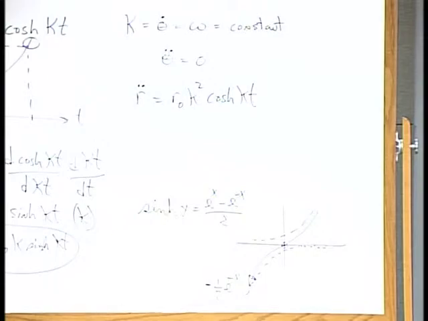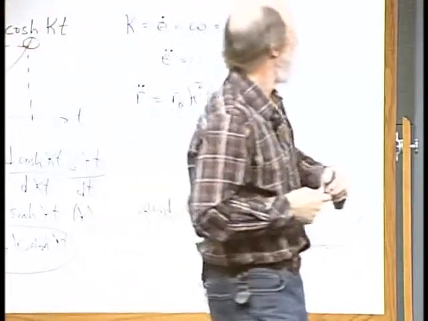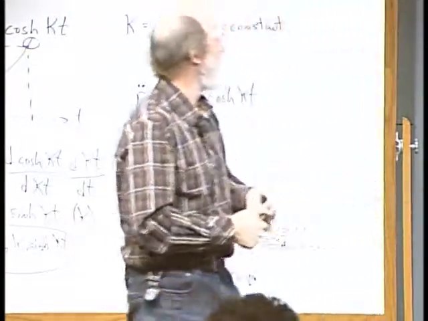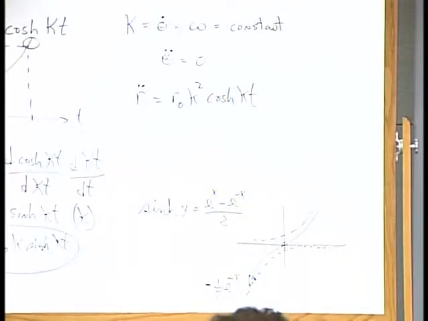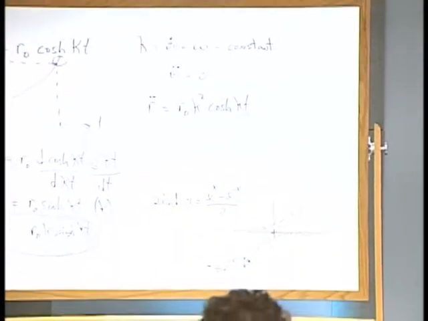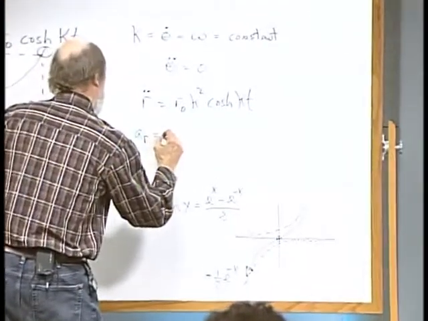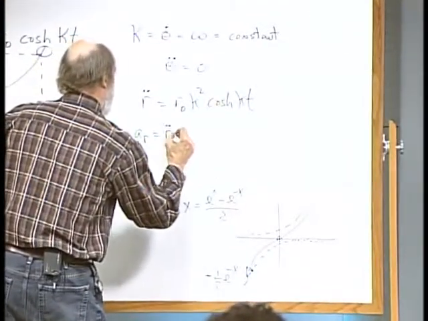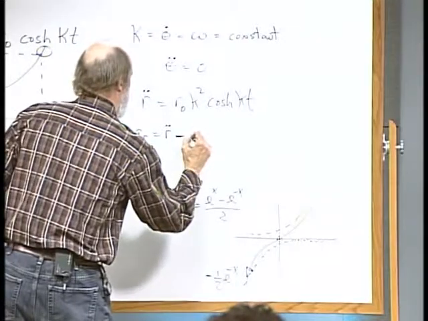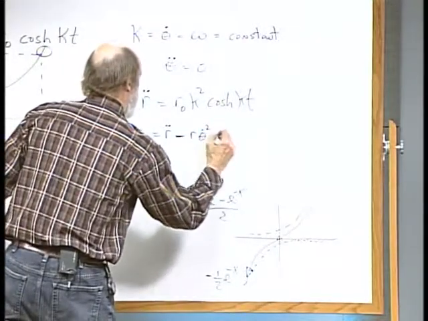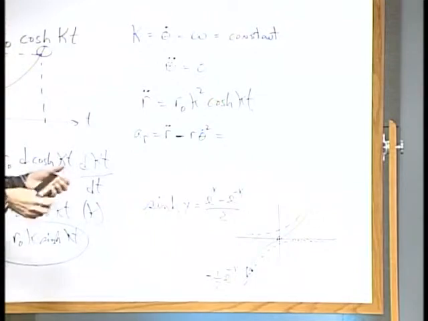And the question asked: determine the expression for the magnitude of the total acceleration of the particle. So we need each component, don't we? We need the radial component of acceleration, which is R double dot minus R theta dot squared. We need that one, and then we'll have to get the theta one worked up.